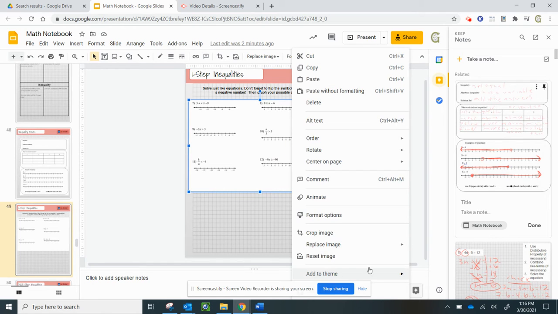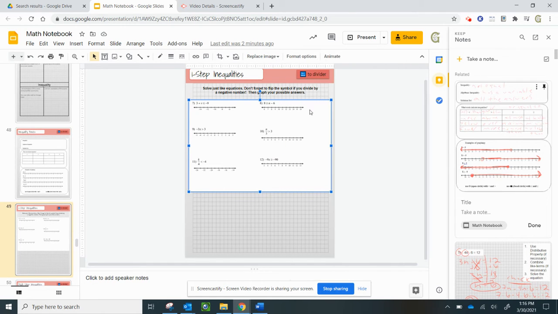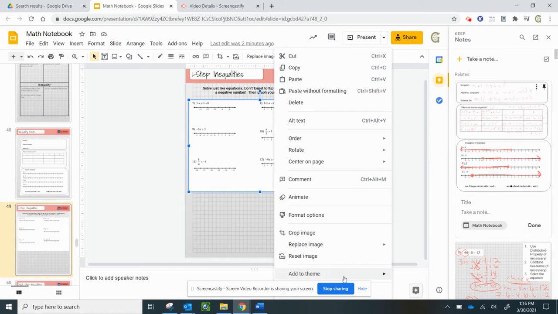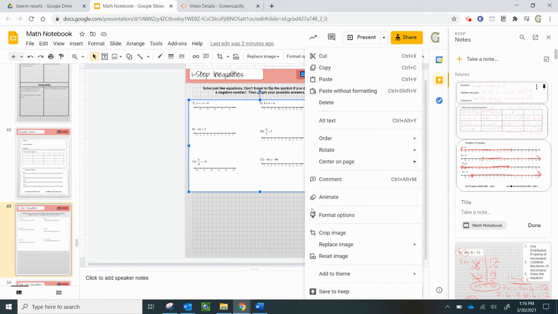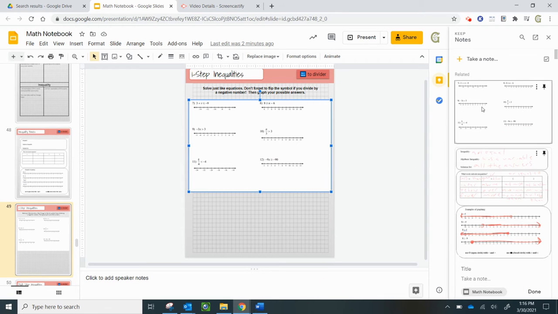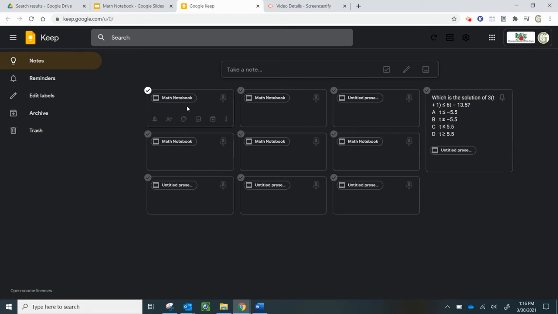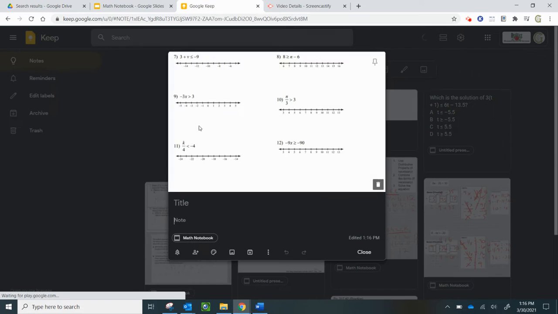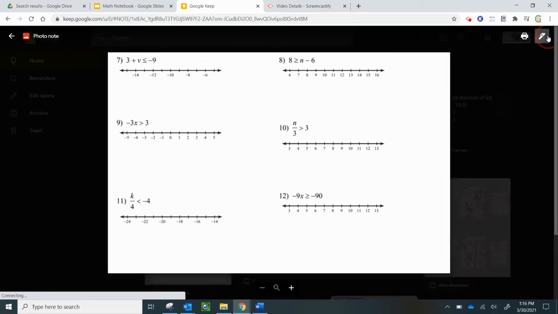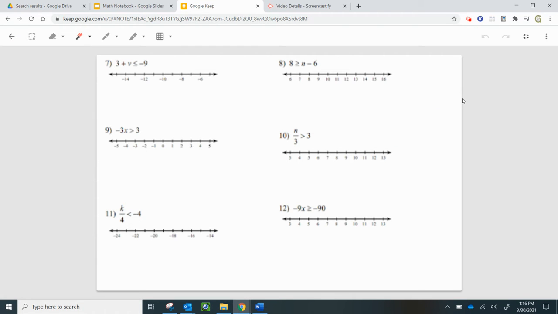So I'll go ahead and open this in Keep. Sorry. All right, so first problem. I'm actually going to rewrite it down below just so I have a little more space.